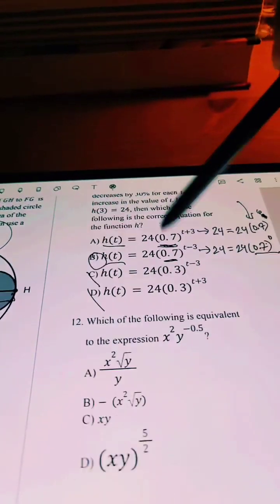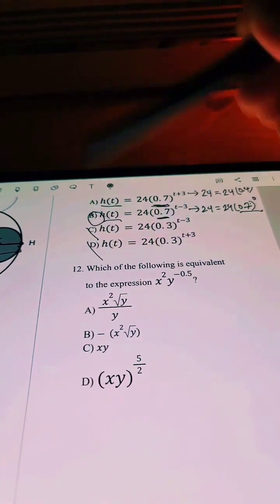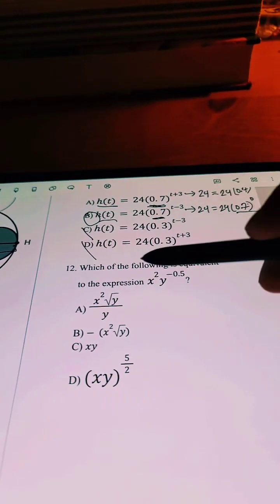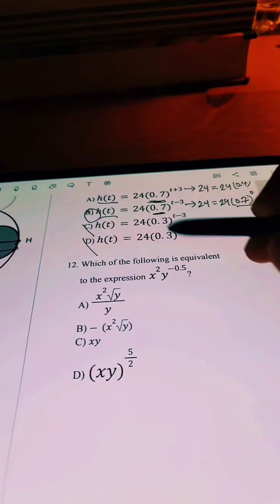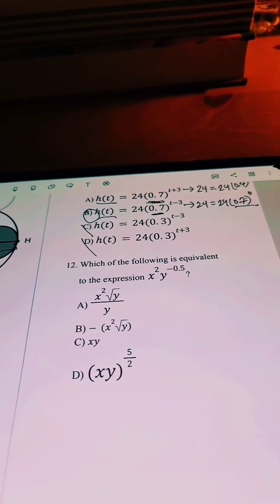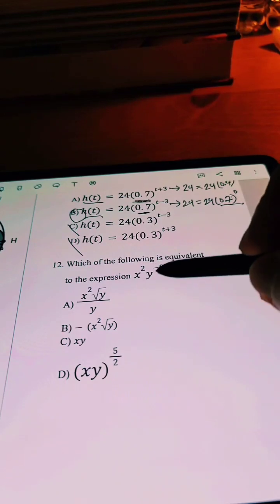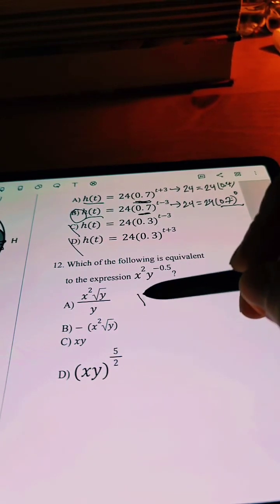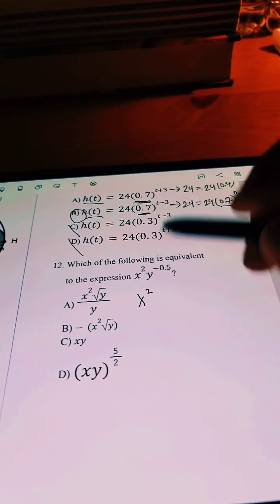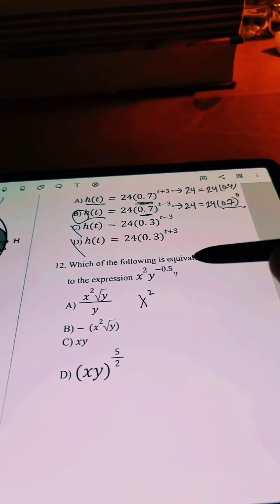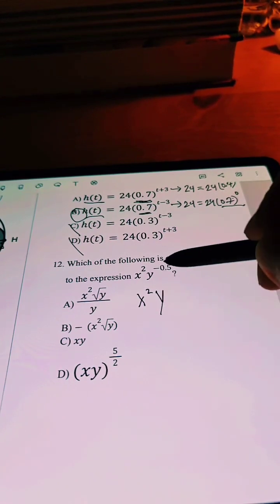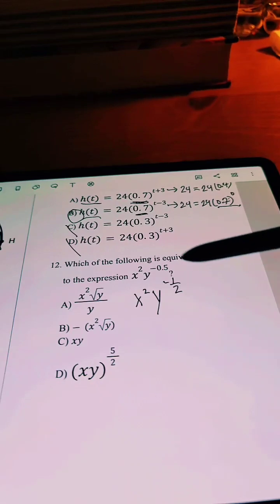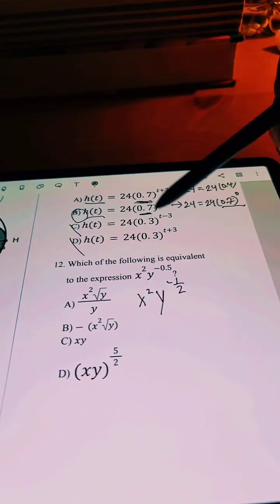Okay, so let's go to number 12. Number 12, which of the following is equivalent to this expression right here? We have our law of exponent stuff. You see how it's a decimal value? This is what trips people up when they have a decimal instead of a fraction as the exponent. So all you have to do is remember that negative 0.5 is the same thing as negative 1/2.